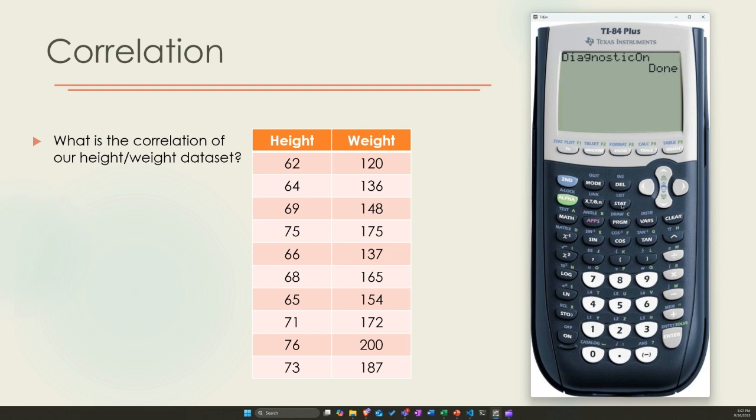Now, let's go to stat again, over to calc, scroll down until we see option 8. Linear regression, hit that, make sure our data is right, say calculate. Now the R and the R squared values should show up. So the question on the slide is, what's the correlation of our height and weight data set? We see here on our calculator, R is equal to 0.923. That is a high correlation.